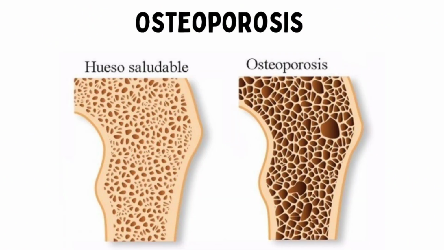Osteoporosis is a disease in which bones become fragile due to loss of bone density. Risk factors include age, gender, race, family history, and body size. Some controllable factors that also influence are hormonal levels, diet, and lifestyle.